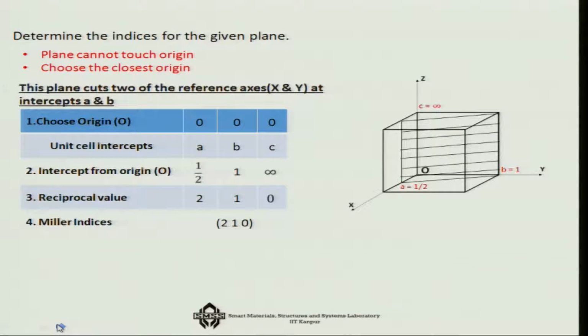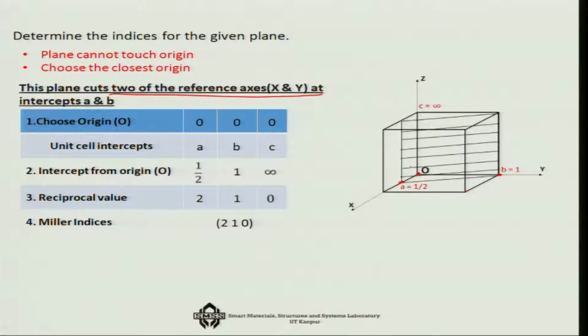Okay. Now, let us look at the indices for a given plane. Okay. So, for example, this particular plane that we can see, this plane has a speciality that it cuts two of the reference axes x and y, and intercepts them at A and B. At these points they are intersecting. So, first thing is of course choosing the origin. Now, in this case again we can choose O as the origin, because O is not touching the plane and it is also very close. So, in comparison to the other side we can take O as the origin.